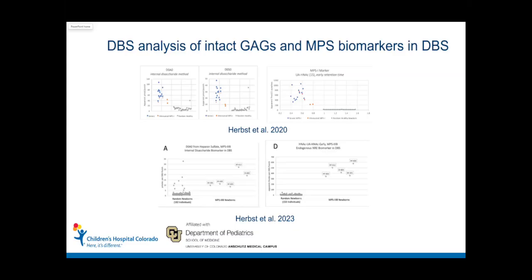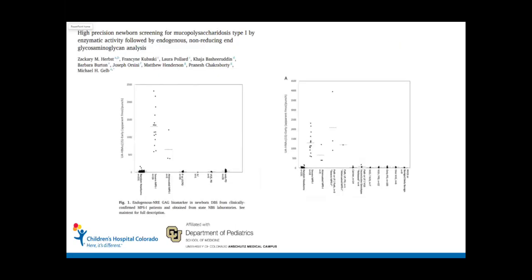And what came out of this work is that while internal disaccharide methods are good at identifying patients with MPS, these endogenous NREs, the Maria Fuller method, is really better at it. And it's better because there are fewer false positives. So they did an initial study with MPS 1, another study with MPS 2, and then finally at the bottom, they looked at a series of patients with a variety of MPS, and all of them showed the same thing, that these endogenous NRE markers have the lowest number of false positives.